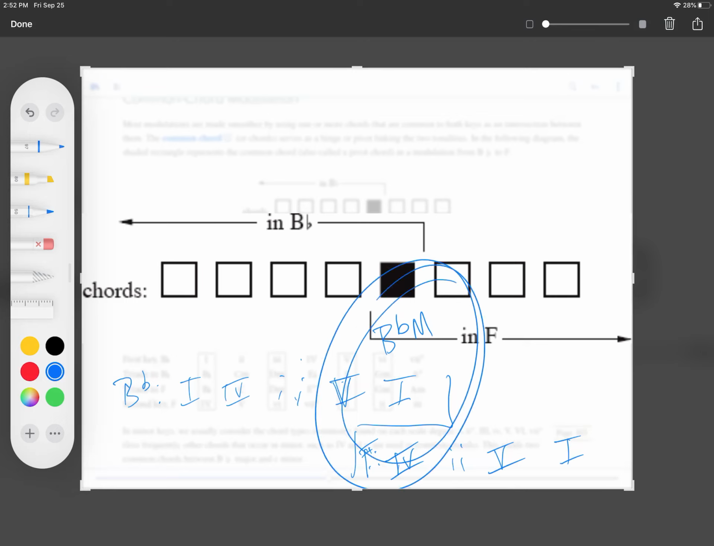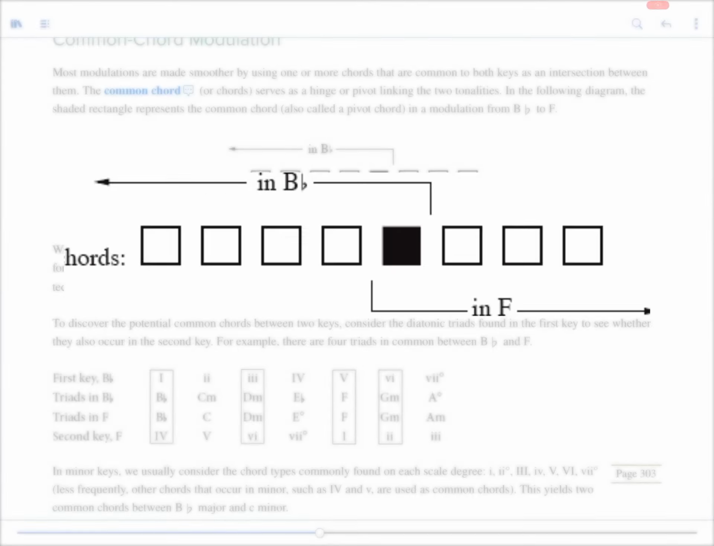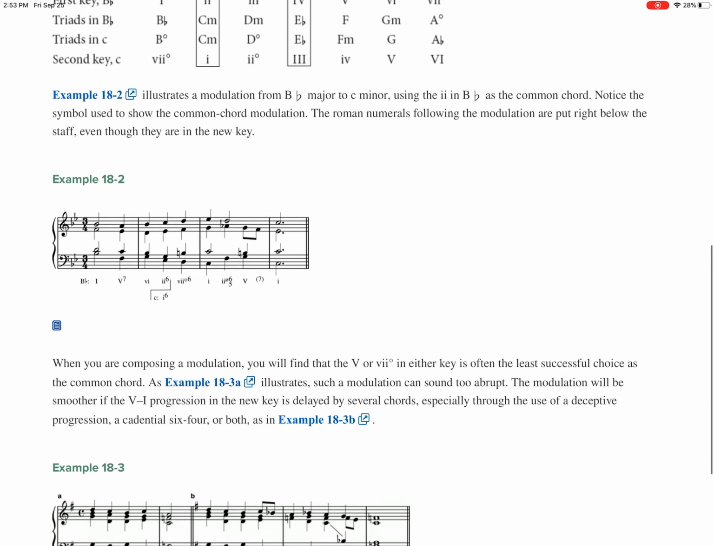So you can see how this chord right here, otherwise known as our common chord, helped us smoothly transition between the two keys. And our composer can use this chord because it's held in common between our two keys. Let's look at some more examples of this.